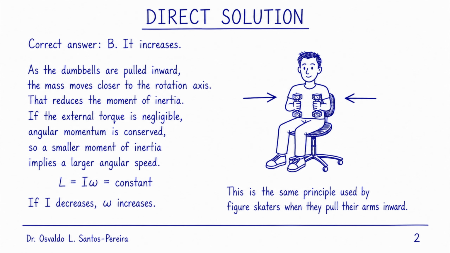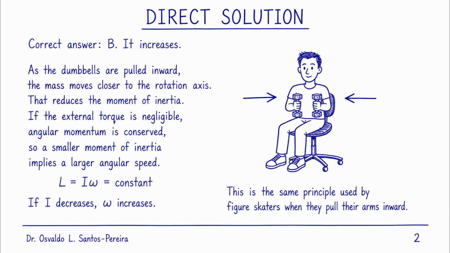The correct answer is that his rotational speed increases. When the dumbbells are pulled inward, part of the system's mass moves closer to the axis of rotation. This reduces the moment of inertia, which measures how strongly the distribution of mass resists rotational motion. If the external torque acting on the person, chair, and dumbbells is negligible, the total angular momentum remains approximately constant. Therefore, when the moment of inertia decreases, the angular speed must increase.